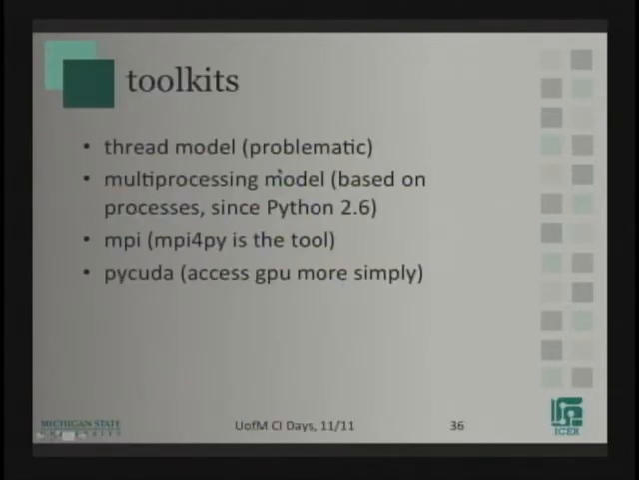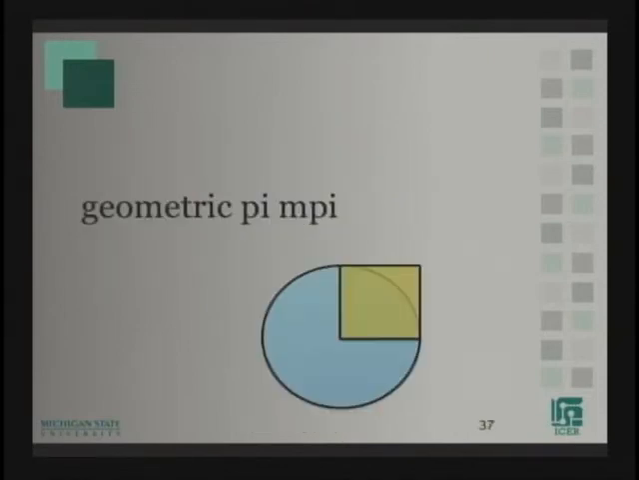HPC stuff, there's a lot of things underlying it to go fast. There's a threading model, there's a multiprocessing model, there's an MPI model, there's a PyCUDA model for CUDA processing. Here's a simple one. How do you calculate pi? An easy way to do it is this.